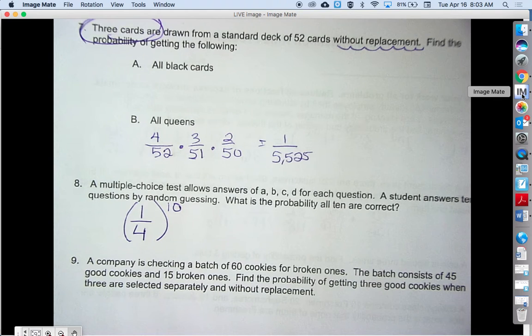So please ask questions. Again, check the answers. Make sure you show work for every problem. You'll be asked to do the same thing on the test tomorrow. If you have questions on the probability worksheet, please ask as well.